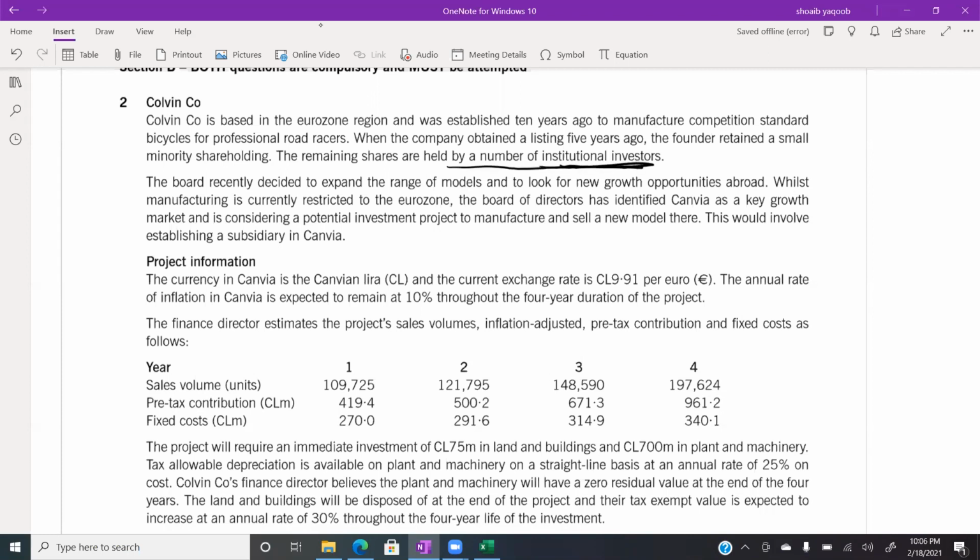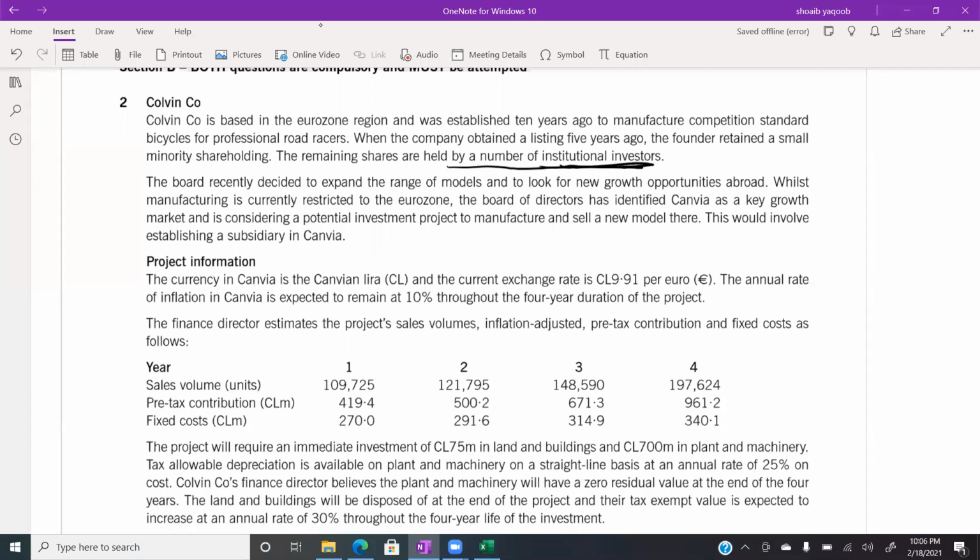The board recently decided to expand the range of bicycle models and to look for new growth opportunities abroad. Whilst manufacturing is currently restricted to the Eurozone, the board of directors has identified Canvia as a key growth market and is considering a potential investment project to manufacture and sell a new model there. So Canvia is a country in which you are going to invest. This would involve establishing a subsidiary in Canvia. The currency in Canvia is the Canvian lira. Lira is the currency of Turkey.